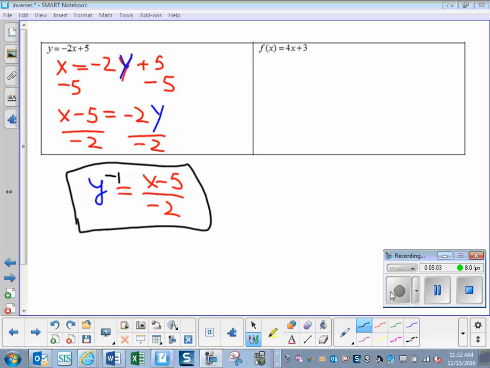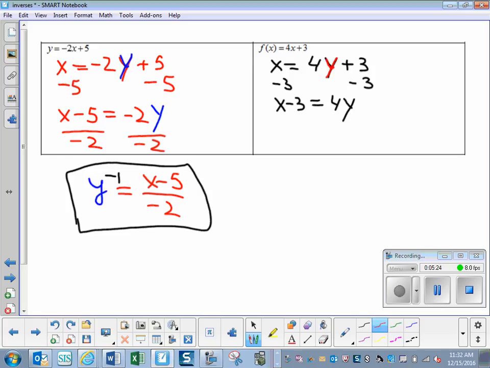Okay, so the first thing that I do is I switch the x and y places. So I put x equals 4y plus 3. I just switched x and y. Now I'm solving for y. So minus 3 on both sides: x minus 3 equals 4y. Don't forget I'm solving for y. Now I divide by 4 on both sides. So what I have is y equals x minus 3 over 4.